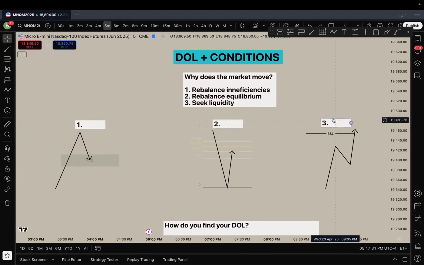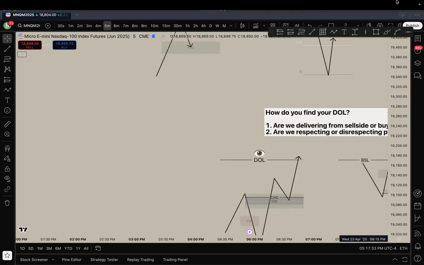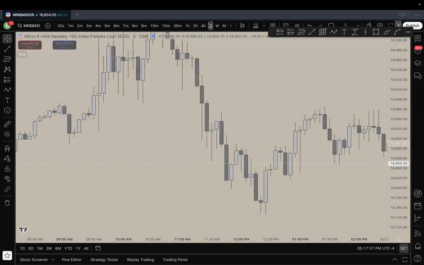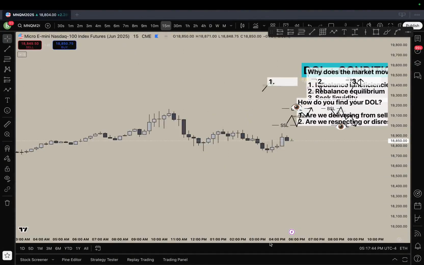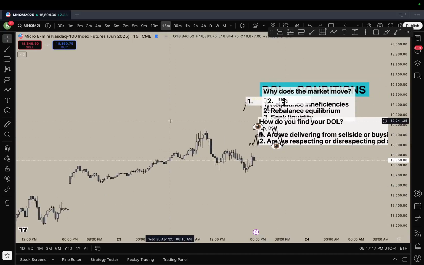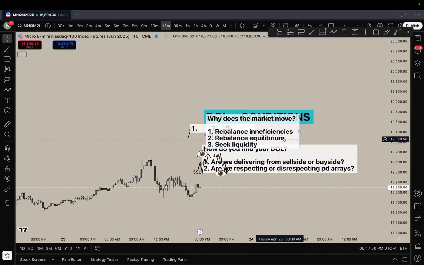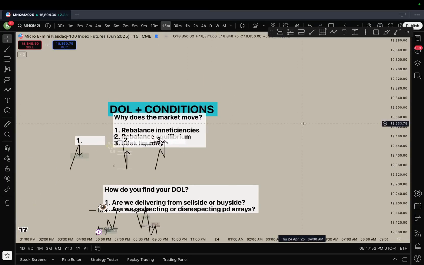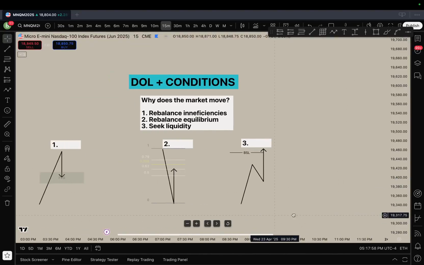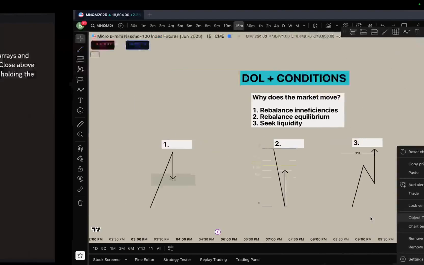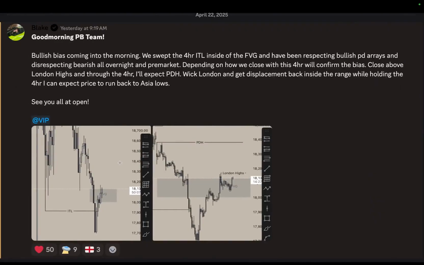Are we moving to seek liquidity, rebalance an inefficiency, rebalance an equilibrium? Well, in this case, we had an unfilled daily fair value gap right here. So this was an inefficiency. And we also had that previous day high liquidity pool. So we had a liquidity pool, and we also had that inefficiency, right? So 2 reasons that the market should move. Now, next up, do we all understand that first off? I don't want to move too fast and talk too fast, but yeah, that is why the market's moving. That's the first question we're asking ourselves, and that's why.